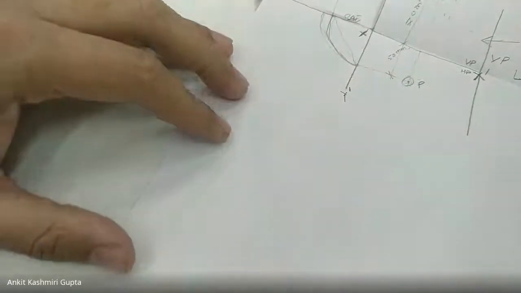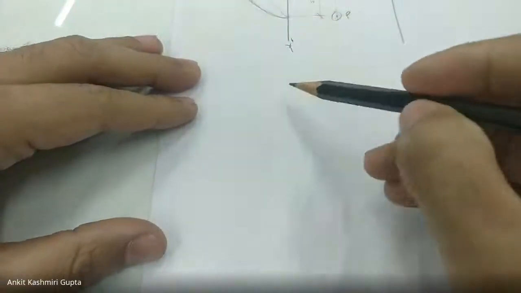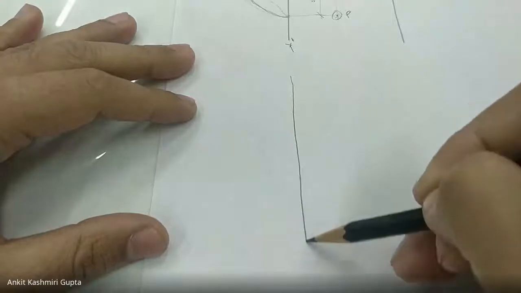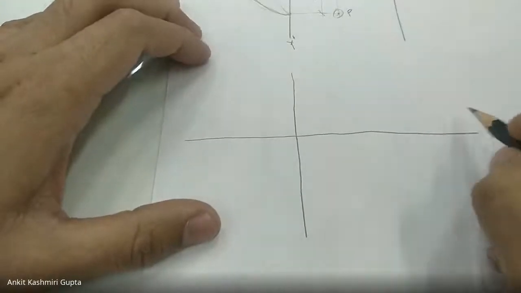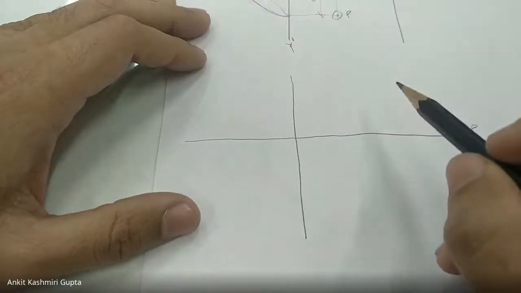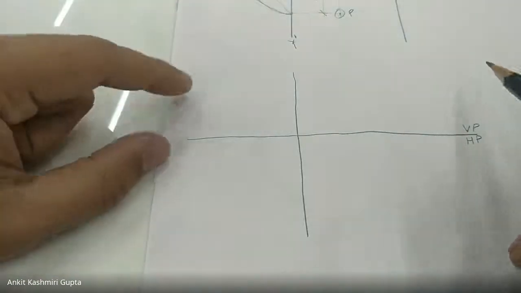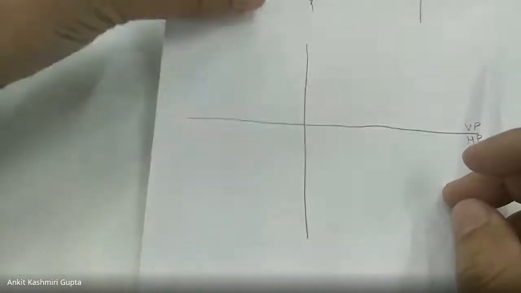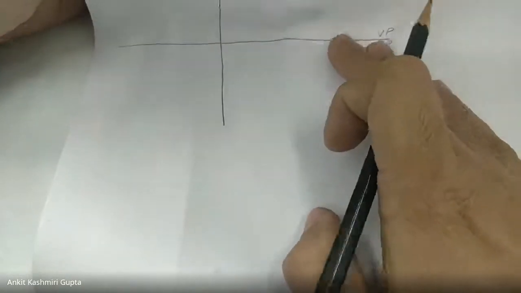Now question number 2 is asking you to project a line, right? So I'll again draw my axis. In this axis, I'll say this is VP, this is HP, and the question says a 60 mm long line PQ has its end P 20 mm in front of VP. So it is 20 mm in front of VP. That means my measurement will be taken in HP.